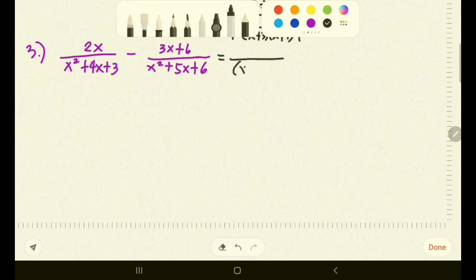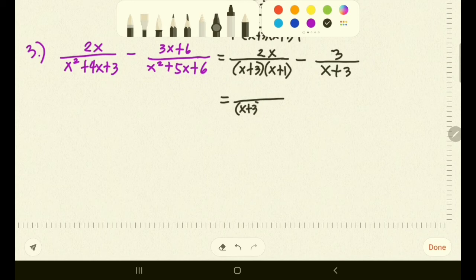So you have there x plus 3. I mean, refer to example number 2. Minus. There. I will just pick up the simplest form, 3x plus 3. Please refer to example number 2. And then 2x. Okay, the LCD again is x plus 3 and x plus 1. Same here.